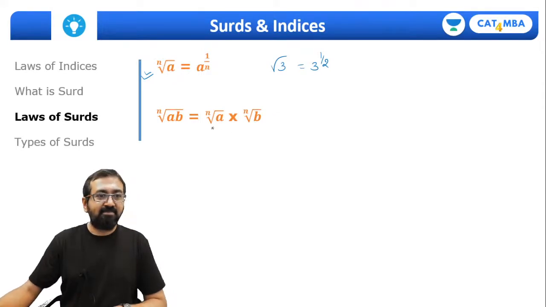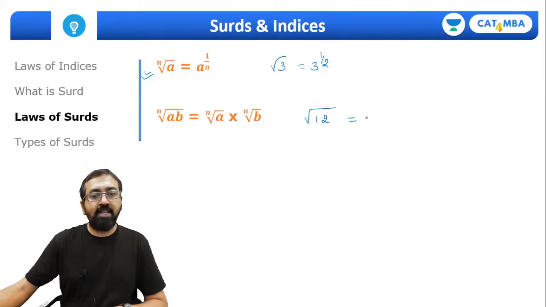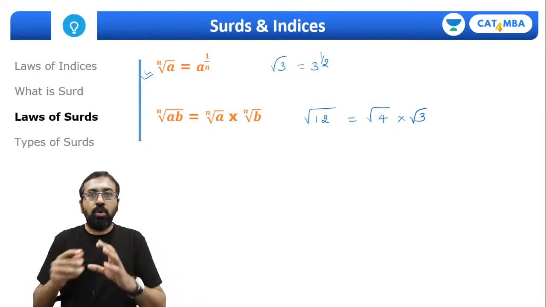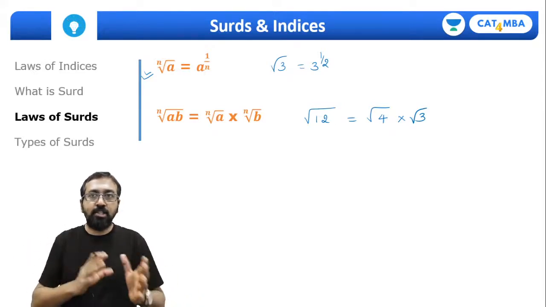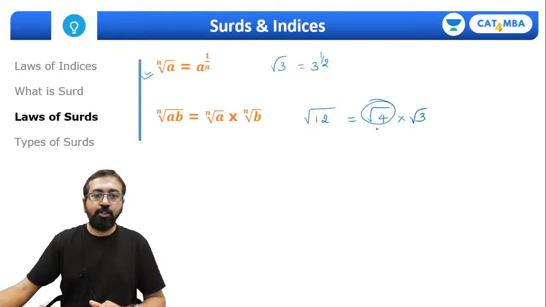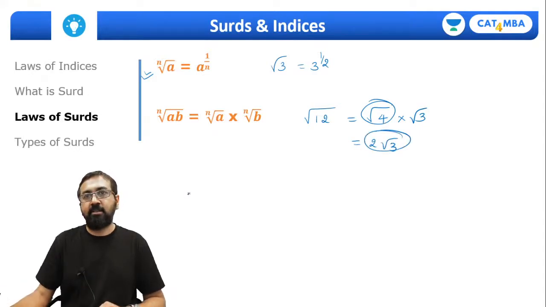So nth root of a into b is equal to nth root of a into nth root of b. Let me give you one example for this. Suppose I write square root of 12. Square root of 12 can be written as square root of 4 into square root of 3, right? Because 4 3s are 12. So I have split this 12 as 4 into 3. So this became square root of 4 into square root of 3. Now all of you know that square root of 4 is 2. So this can be written as 2 root 3. As simple as that, right?